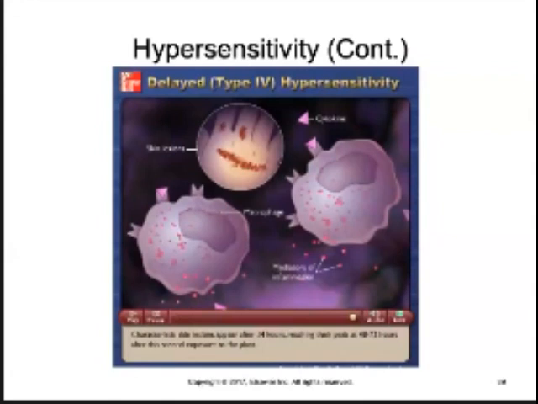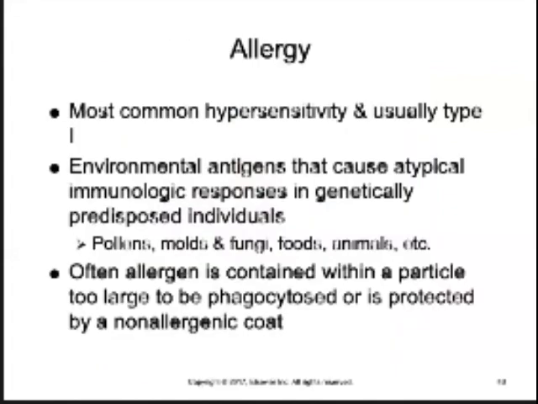So, 4 different classes of hypersensitivity. Now, how to deal with them? You have to use anti-inflammatories and immune suppressants, right? Allergy is the most common hypersensitivity, and usually type 1. Environmental antigens that cause atypical immunological responses in genetically predisposed individuals include pollens, mold, fungi. It can be anything, really. Often the allergen is contained within a particle too large to be phagocytized or is protected by a non-allergenic coat.